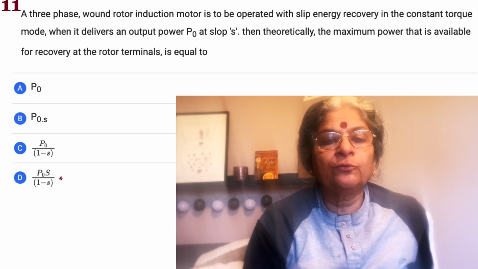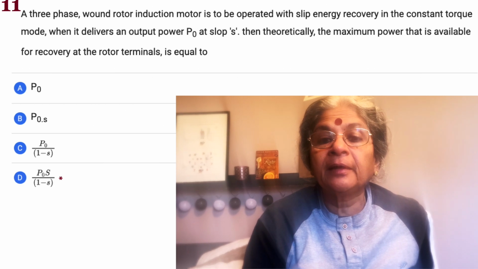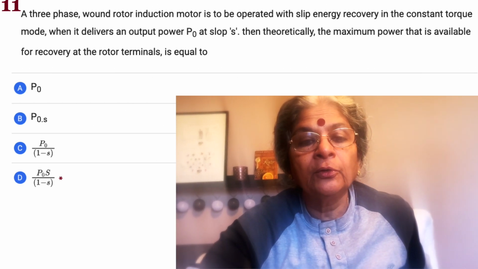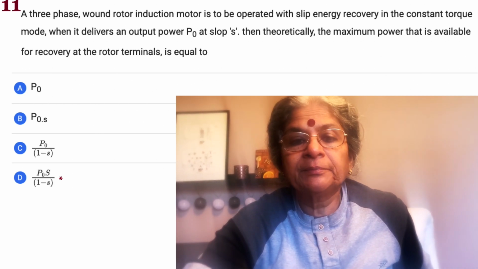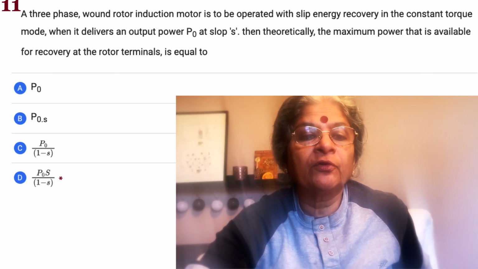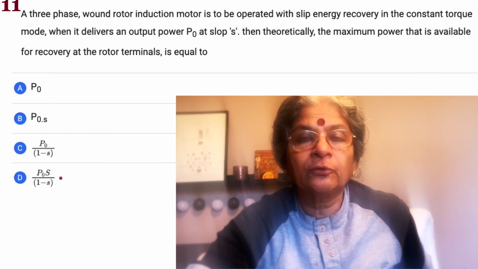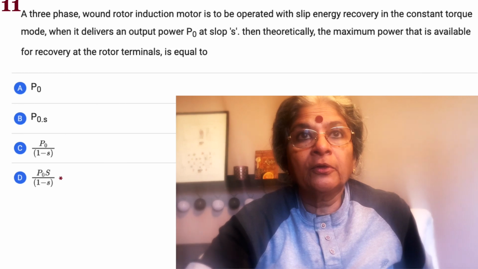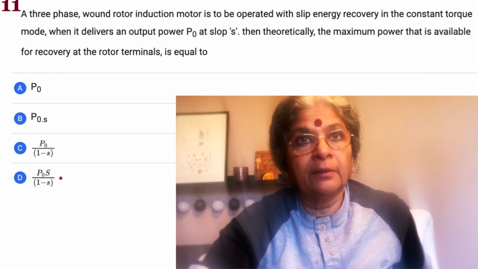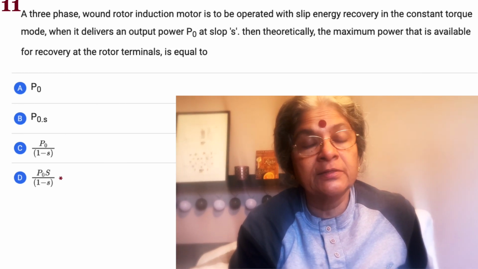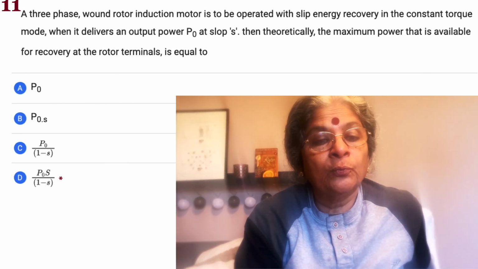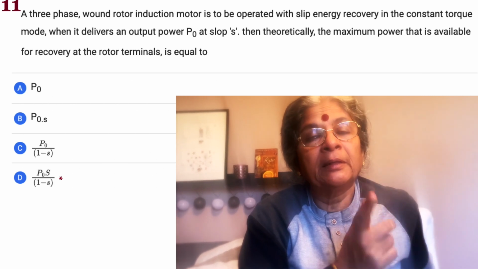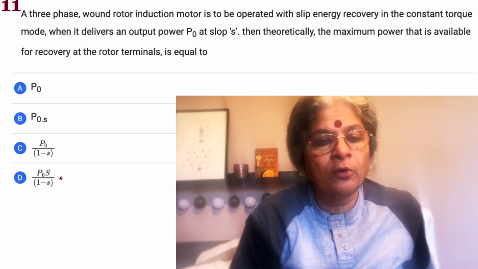A three-phase wound rotor induction motor is to be operated with slip energy recovery in the constant torque mode. When it delivers an output power PO at slip S, theoretically the maximum power available for recovery at the rotor terminals is directly proportional to the rotor copper loss, because that is what is being recovered in a slip recovery scheme. So we have PO divided by (1 minus S) giving us the rotor input, multiplied by S giving us the copper loss. So option D, very simple.